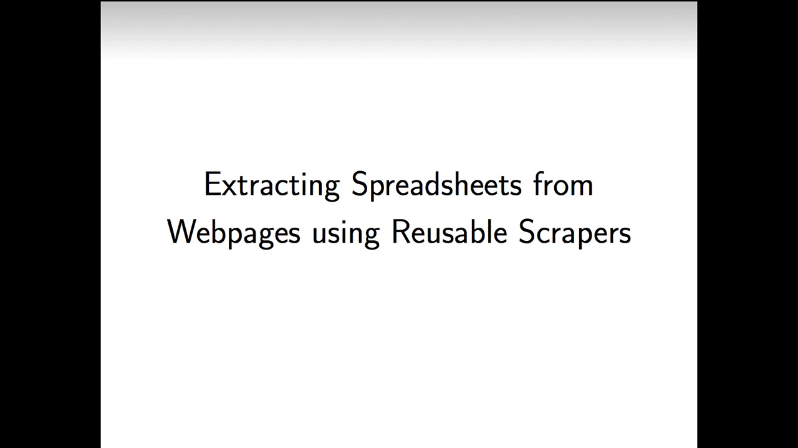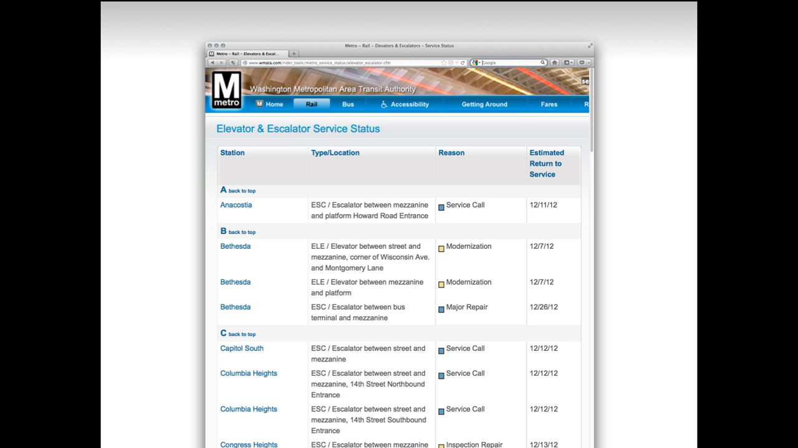Okay, I'd like to tell you a little bit about a tool we've been working on that is designed to allow you to extract spreadsheets quickly and easily from web pages using reusable scrapers. Let me show you what we mean by that. So here is a web page of the status of the elevators and escalators in the Washington Metro system.